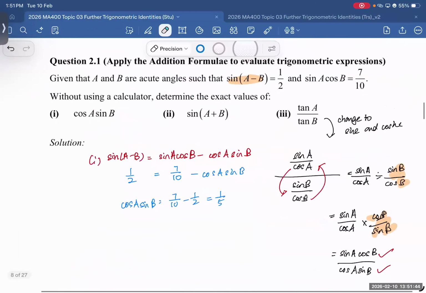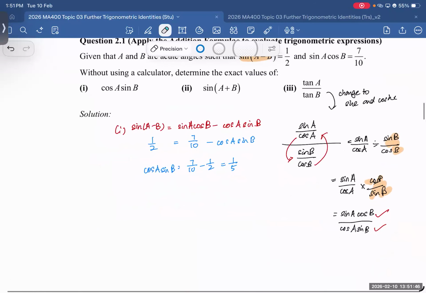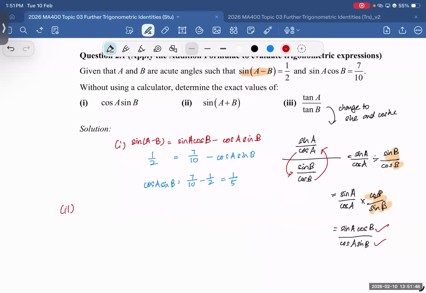Okay, so question 2.1 part 2. I'm supposed to find the exact value of sine A plus B. This is sine A cosine B plus cos A sine B. So what is sine A cos B plus cos A sine B? Sine A cos B is just 7/10.